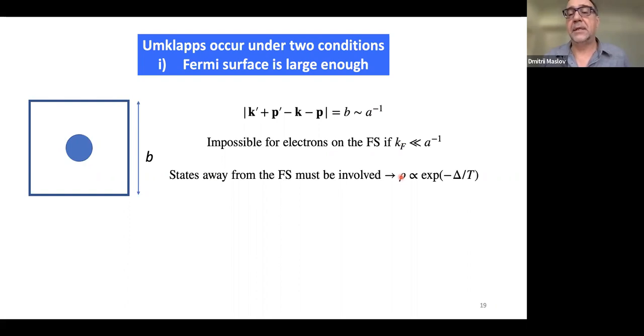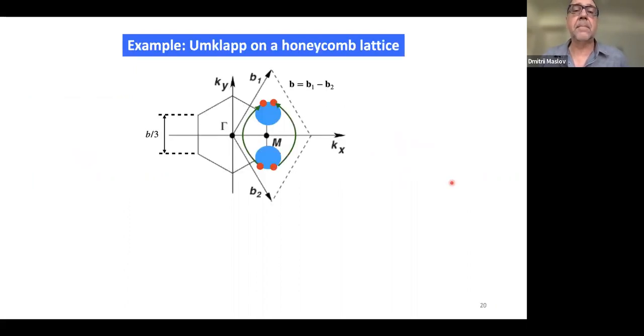And as a result, resistivity is fine, but it is suppressed exponentially. So here's an example of an umklapp process on a honeycomb lattice, which you will certainly hear more about in the second week of this workshop. So imagine that I have a toy model where I have a honeycomb lattice such as graphene.